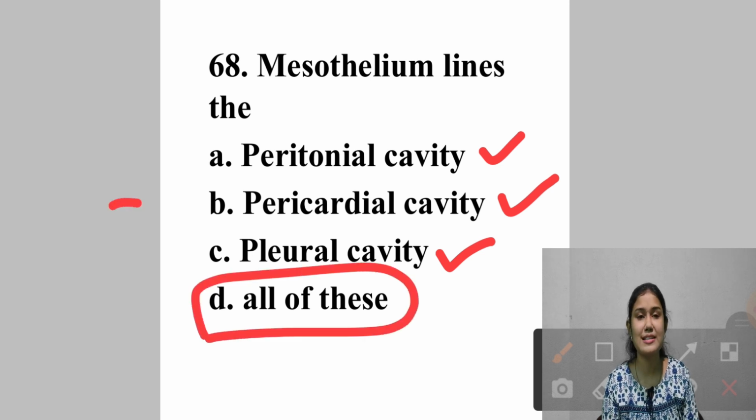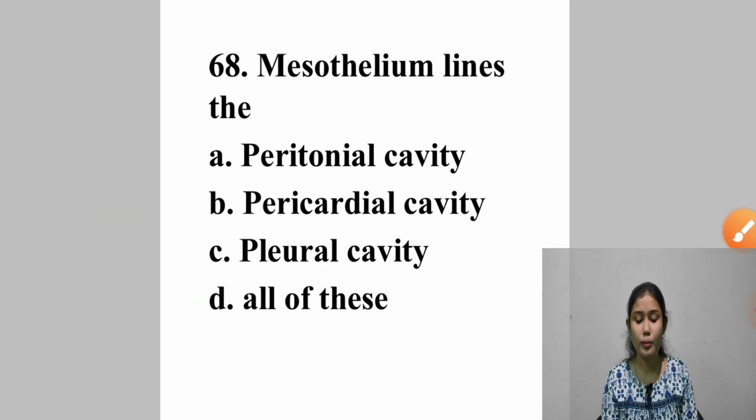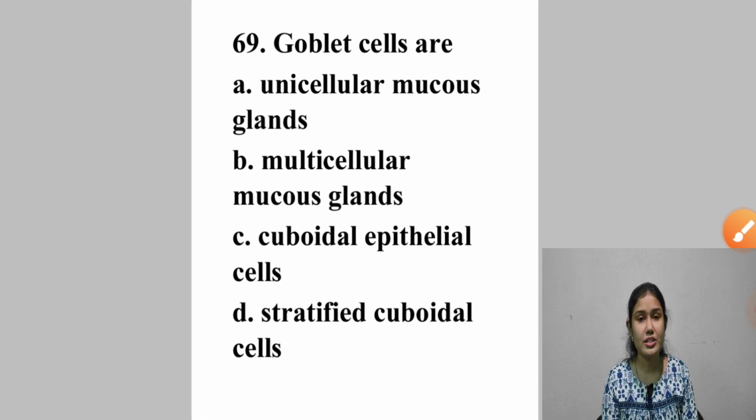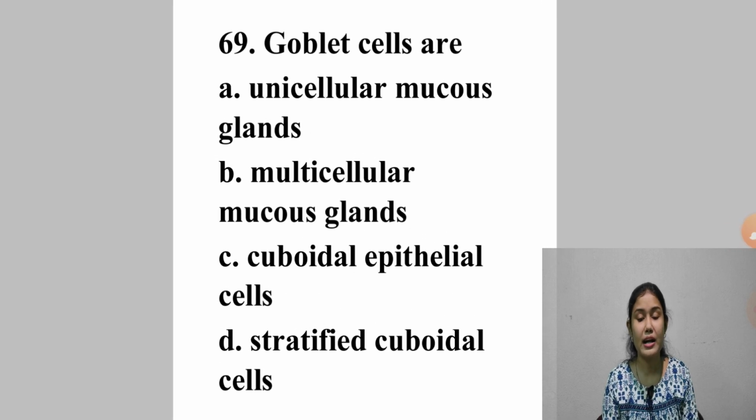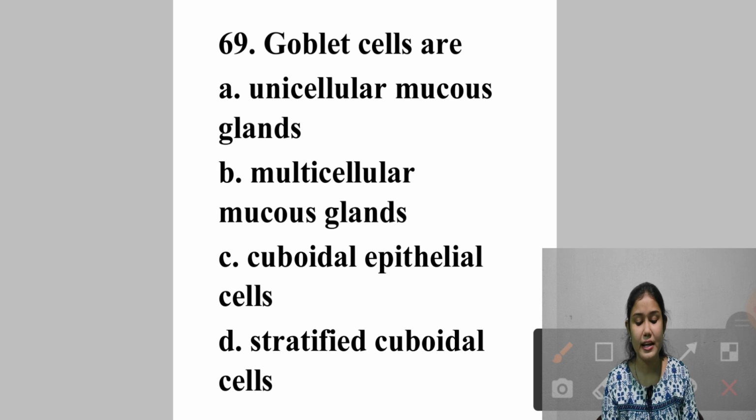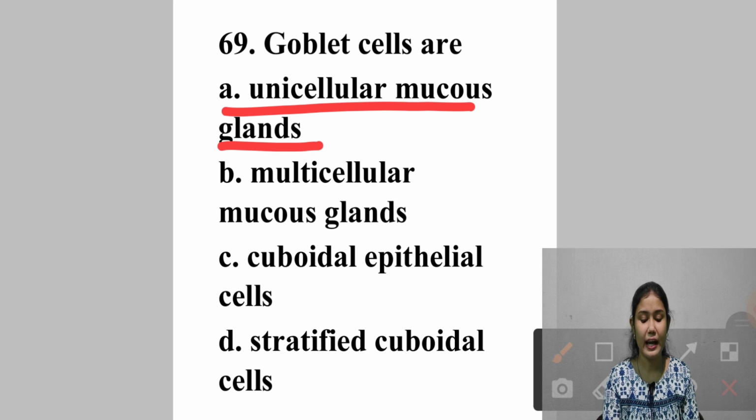Now come to question number 69. Goblet cells are A, unicellular mucus glands, B, multicellular mucus glands, C, cuboidal epithelial cells, D, stratified cuboidal cells. Okay, so हमारा goblet cell क्या है? That is an unicellular mucus gland. Okay, so answer will be option A.